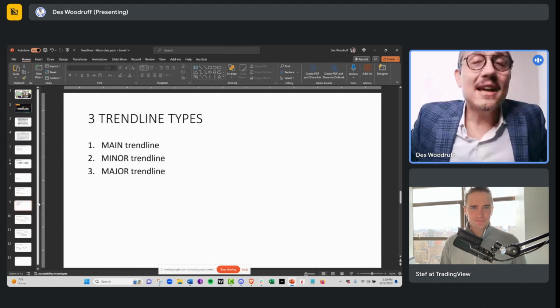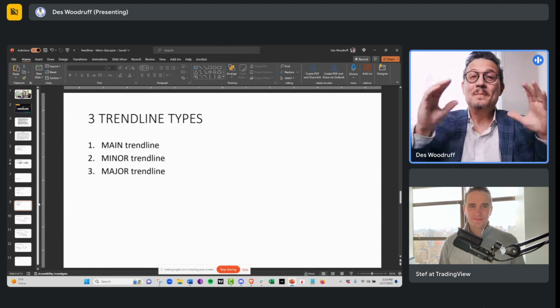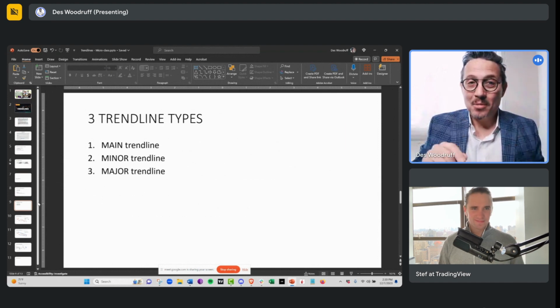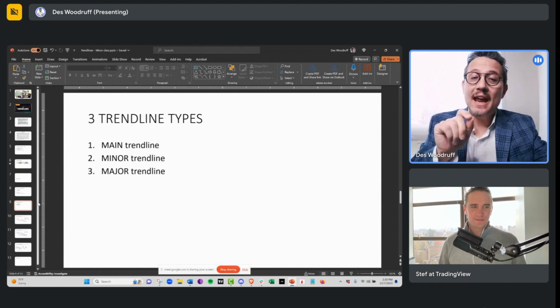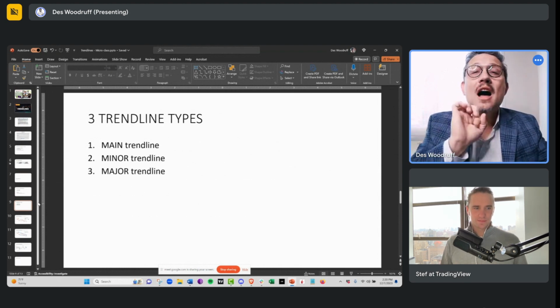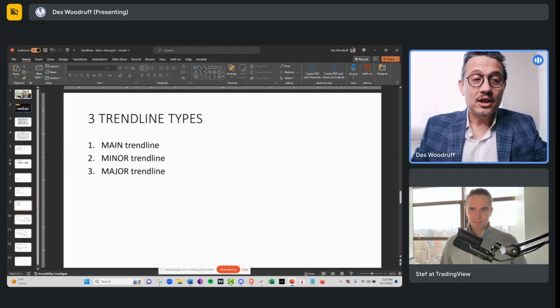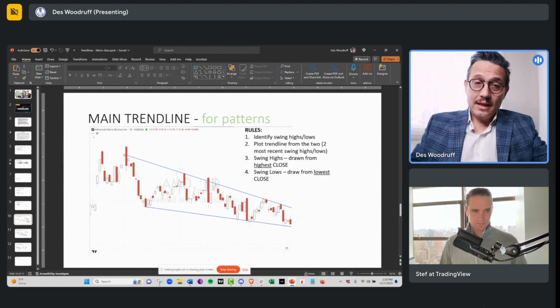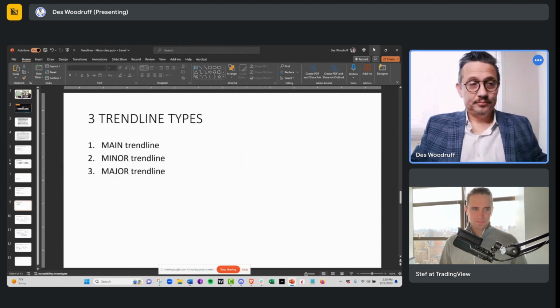So here, if you're taking pictures, guys, if you're on the live, fantastic. Take a picture with your cell phone. If you are recording, pause, write these down. The main, minor, and major trend lines. There's 3 types of trend lines. I'm going to share these with you. And if you learn these, it's going to help your trading. So going into it, what we're going to do is get into live charts now.